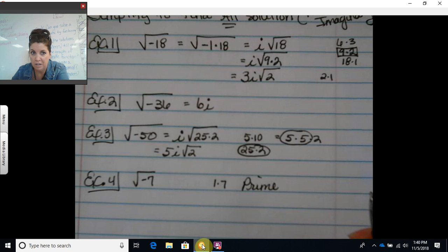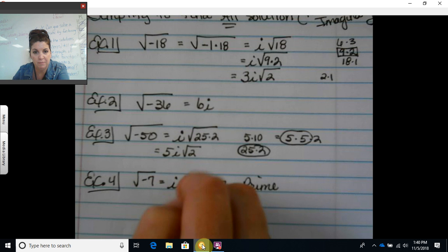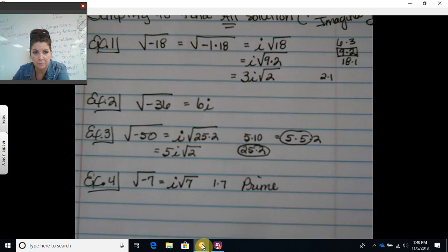No. Should I leave that negative under the radical? No. So what's my answer going to be? I square root 7. That's all we can do. I have 2 more. That's it.